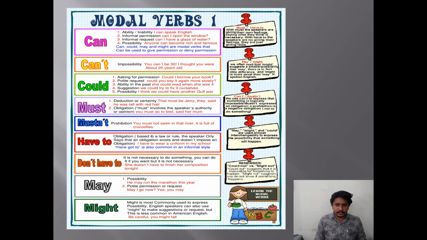Look at some examples of modal verbs in the chart. Ability, inability, informal permission, informal request, possibility, all these we are using some modal verbs. Impossibility, asking for permission, everywhere we are using modal verbs. So understand this chart.